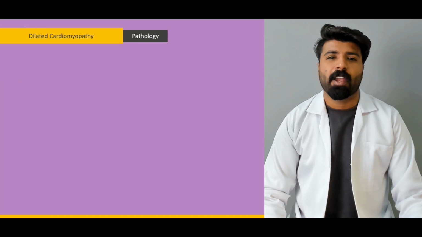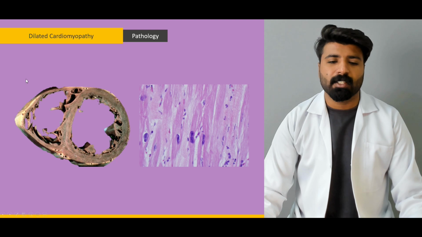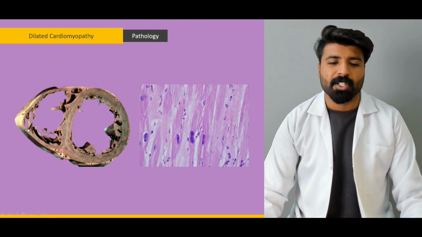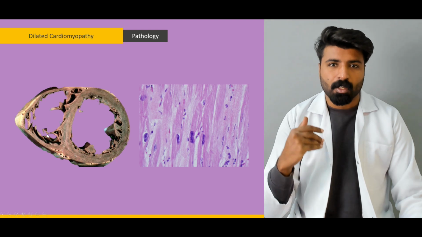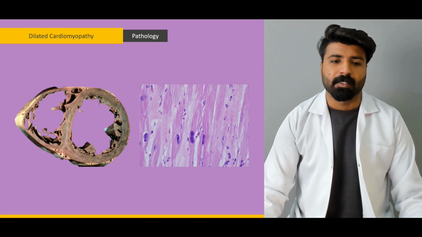Next on, we have the pathology of dilated cardiomyopathy. You can just look at this slide and tell what's the underlying pathology here. Now, this is the left ventricle, this is the right ventricle, right? What's happening in the left ventricle? What has happened to its walls? What's happening to the right ventricle? What has happened to its walls? I'll give you a minute. Just look at it and you will know what's happening here.